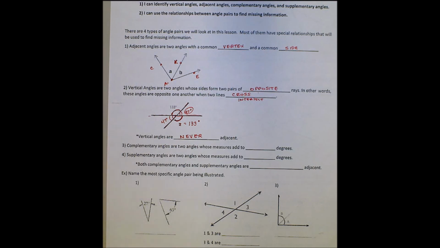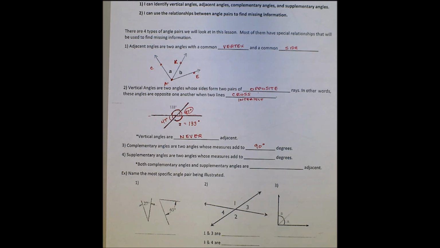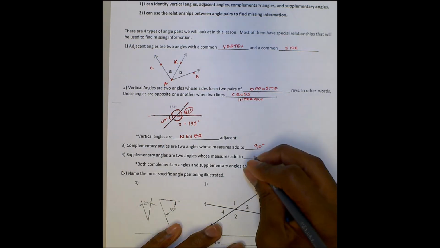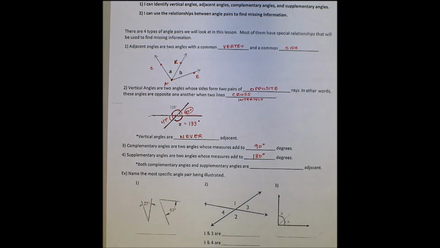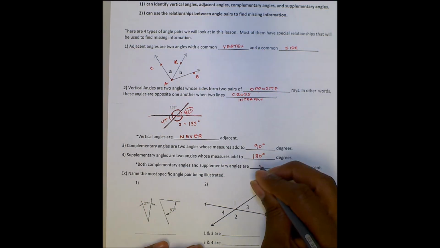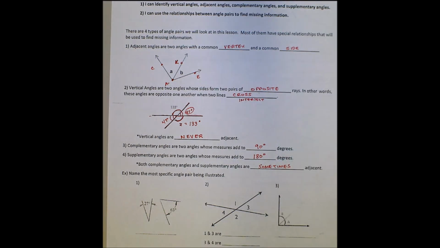All right, complementary angles are 2 angles whose measures add up to 90 degrees. Supplementary angles are 2 angles whose measures add up to 180 degrees. So make sure you can differentiate between complementary and supplementary. Both complementary angles and supplementary angles are sometimes adjacent. Okay, you can be complementary or supplementary without being adjacent.